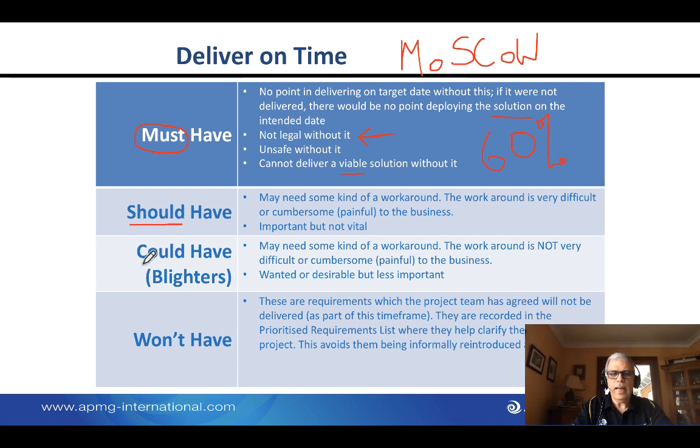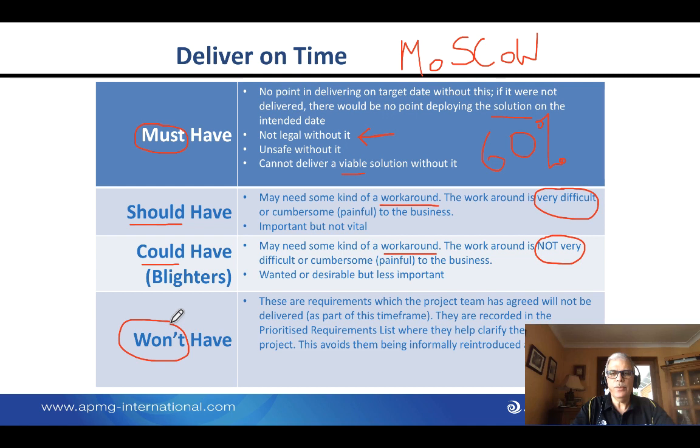Should and could actually have a workaround. So you see, we can work around them. The difference is, for the items that are should, the workaround is extremely difficult for the business, whereas for the could have it is not so difficult. So look at the items that you have on the list. Consider what is should and what is could. And W stands for won't have for now.